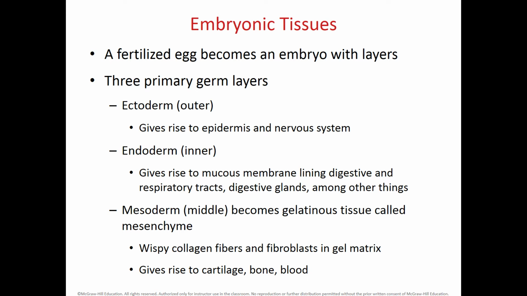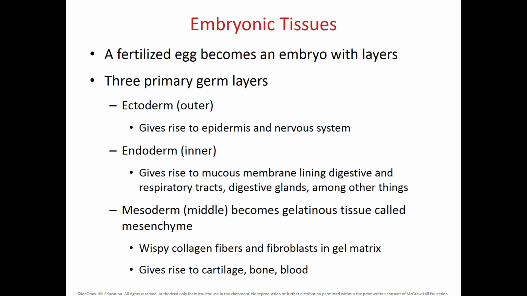Our tissues derive from the embryonic tissues. So when an egg becomes fertilized by a sperm cell, then we start developing in utero these embryonic layers, which are also known as primary layers. The outermost layer is known as ectoderm, and this ectoderm is going to give rise to the epidermis and the nervous system.